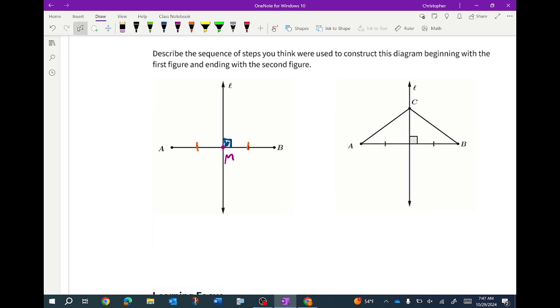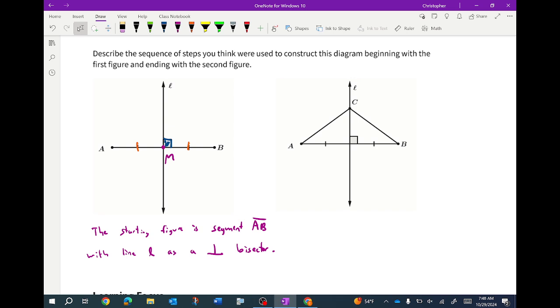So the starting figure is segment AB with line L as a perpendicular, that's a symbol for perpendicular, bisector. Okay.